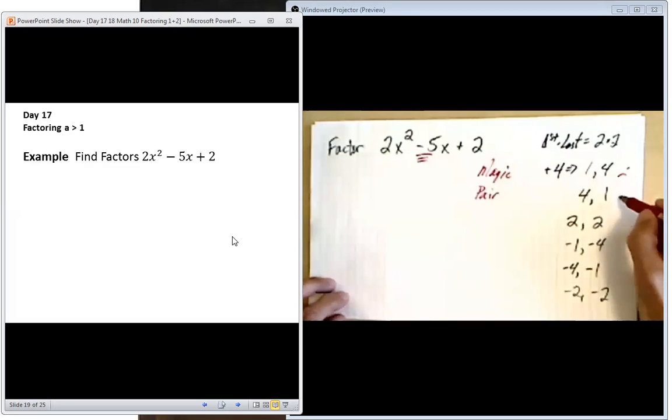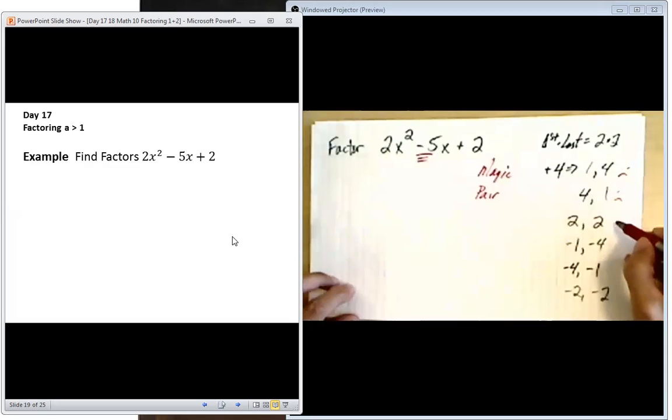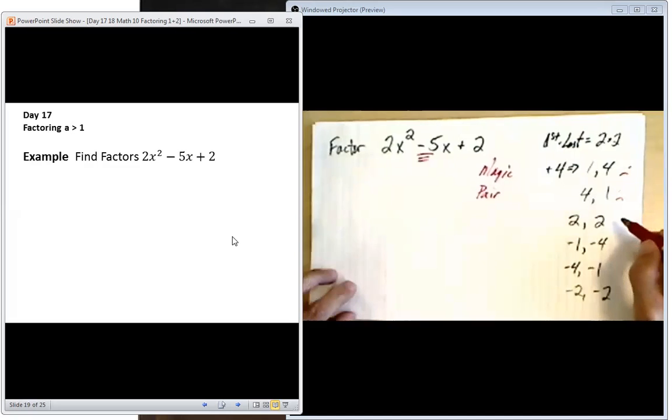4 plus 1? No. 2 and 2? Yeah, 2 and 2 gives you 4. We need -5, so no. How about this one?